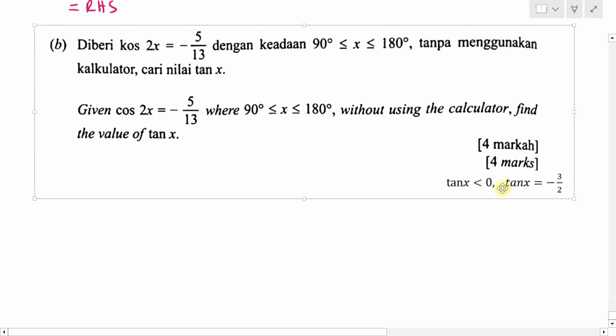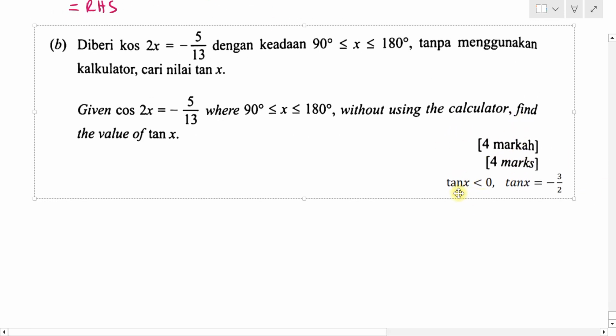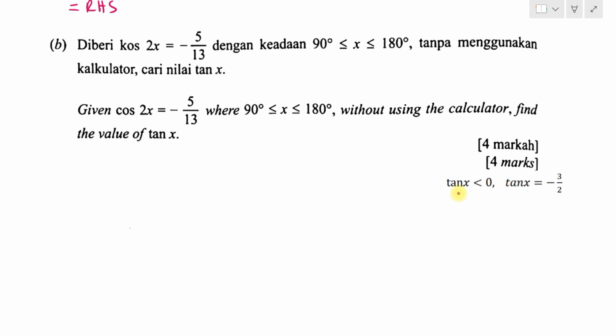Okay, I don't know why they put the answer in form like this. We shall see what that means. Okay, given cos 2x like this. Remember, 2x is between 90 and 180. Without using the calculator, find the value of tangent x pula. Tak apa, dia bagi untuk 2x, kita solve untuk 2x dulu. I don't know how they are going to develop into tangent. Let's see first.